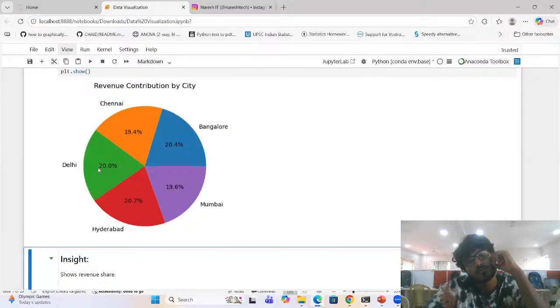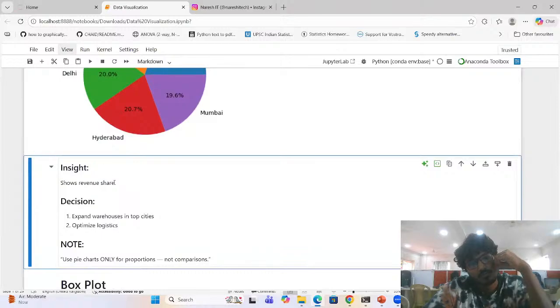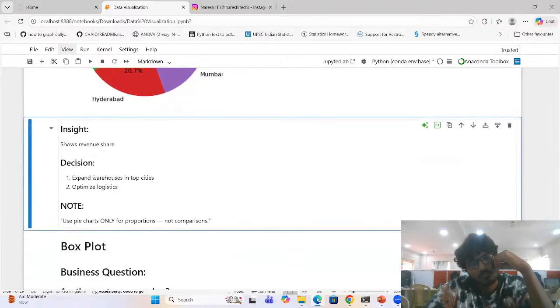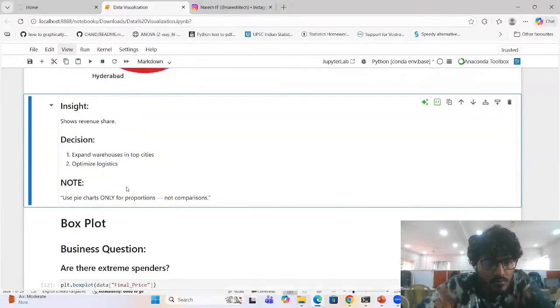You get my point? Like that, I can prioritize. And I'll do more marketing in Bangalore and Hyderabad because there I'm going to generate more revenue. If I'm able to reach most of the people, then I can increase revenue. That is the way business people are going to take a strategy. You clear? That's what. See the insights. It shows the revenue share. The decision that you're going to take out of it is to expand the warehouse into the top cities. Just now I mentioned, expand your business or open multiple branches. Clear? Next, optimize the logistics. See, note that use a pie chart only for proportions, not for comparisons. Okay.